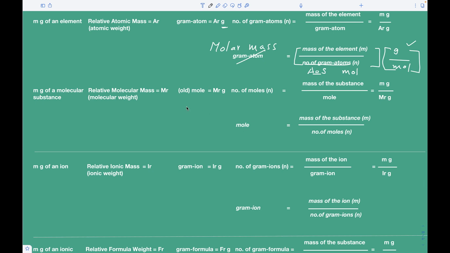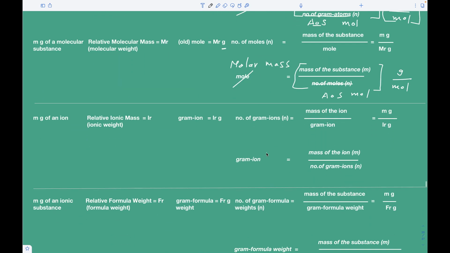Similarly, for a molecular substance, if you replace number of moles with amount of substance that has the unit mole, this ratio no longer represents mole, because mole by definition, I mean the old mole, is its molecular weight in grams. Now after this substitution, this ratio will have the unit gram per mole. So we cannot call it mole anymore. And again, the name we use here is molar mass.